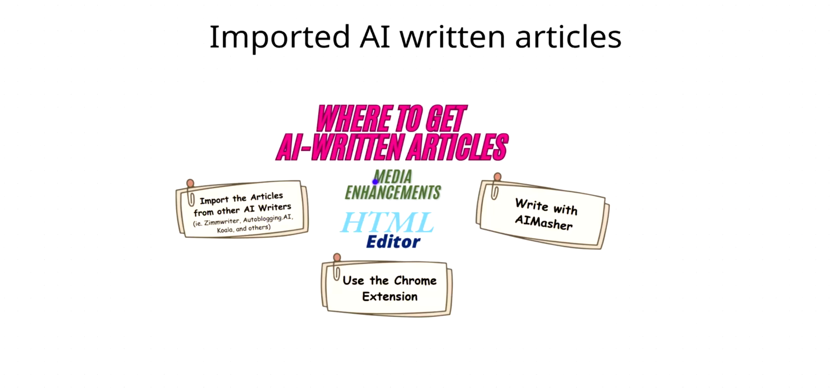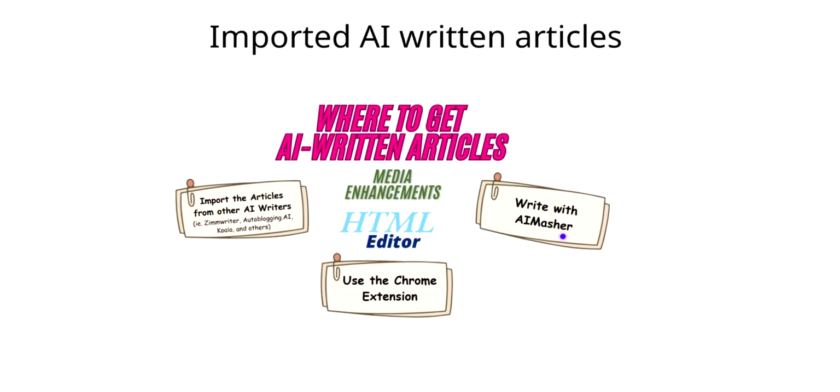Now, you can import articles from ZimWriter, Autoblog, Koala, and others. We've got direct imports with webhooks also, which I don't have in here. You can write them inside of AIMasher. We've got a really good content engine now where you could just stay inside of AIMasher and use the keyword tools with topic clusters and then send it to our content engine and it cranks them out.